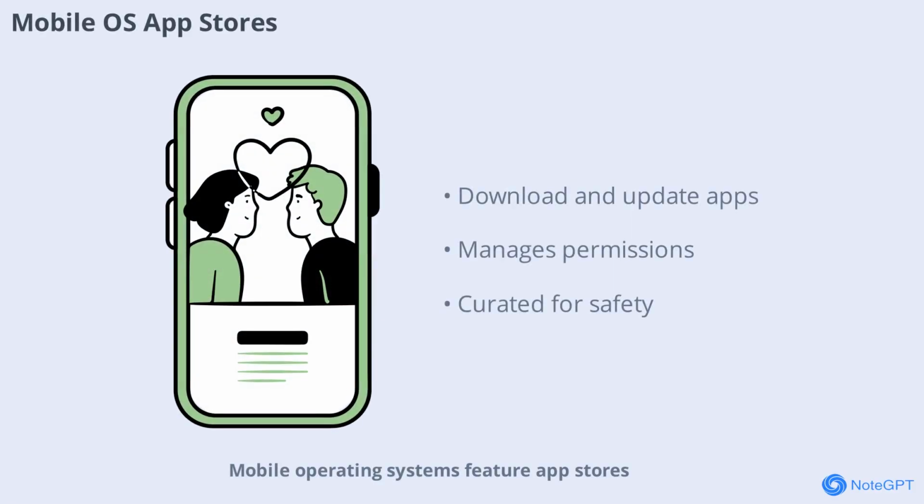Mobile operating systems feature app stores where you can download and update applications. The OS manages app installation, permissions, and updates, ensuring a safe and convenient experience. App stores are curated to protect users from malware and provide a wide selection of software for every need.